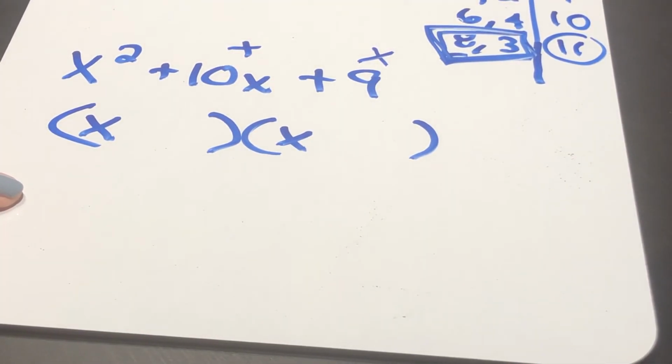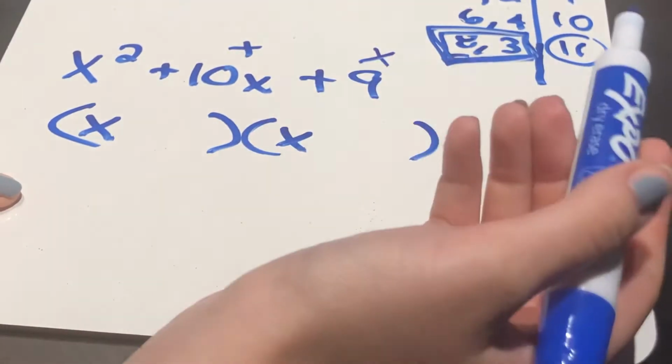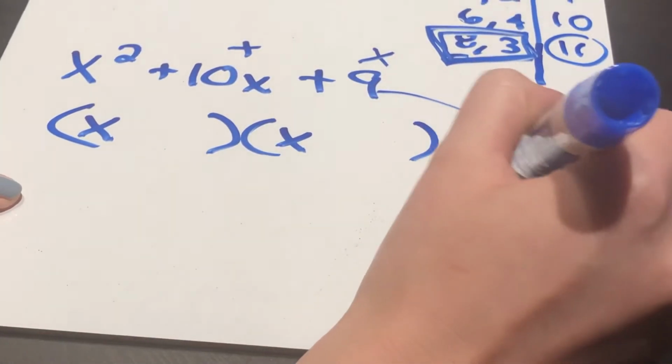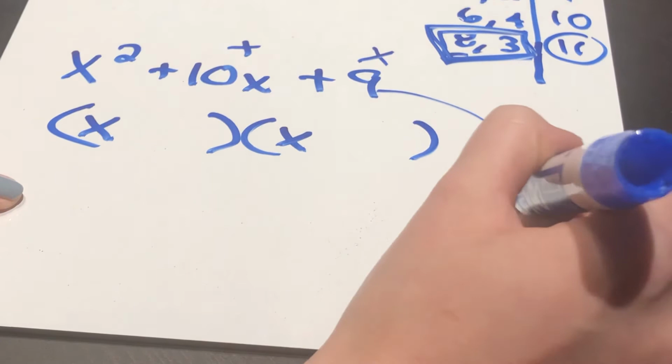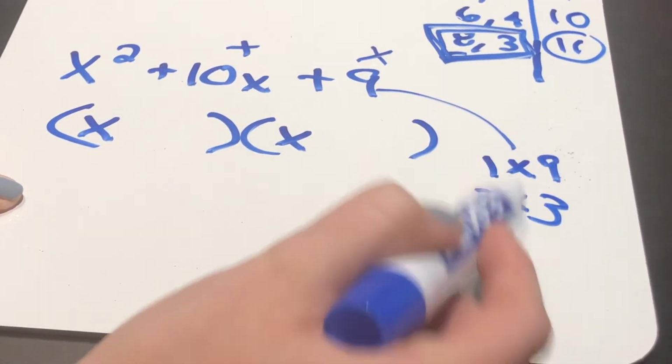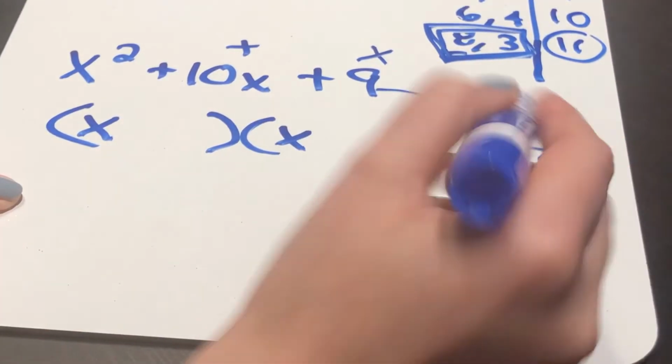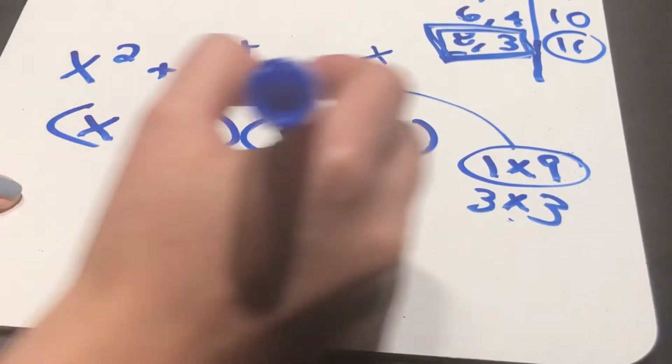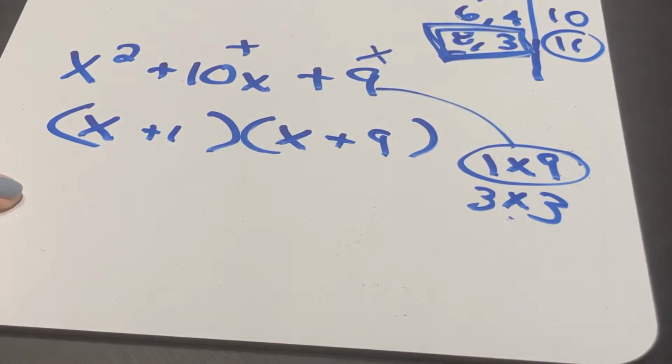I'm just thinking in my head, there's only two options for 9. There's only two ways you can get 9. It's either 1 times 9 or 3 times 3. Which one of these, if you add them, you'll get 10? 1 and 9. So I know it's a 1 there and a 9 there. And that's it. That's factoring.